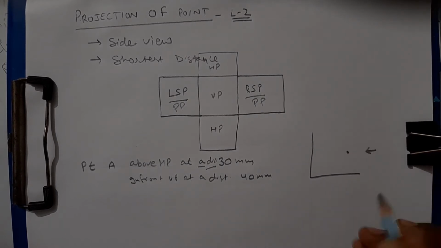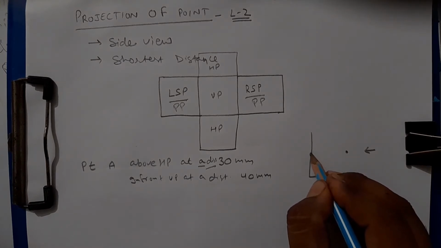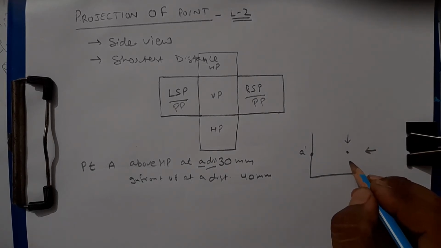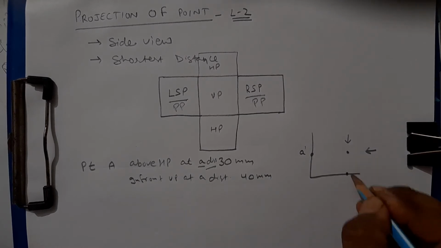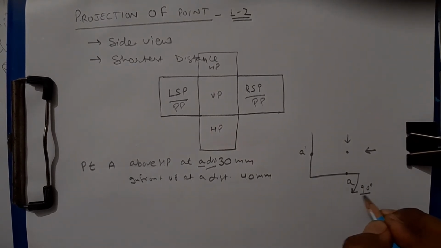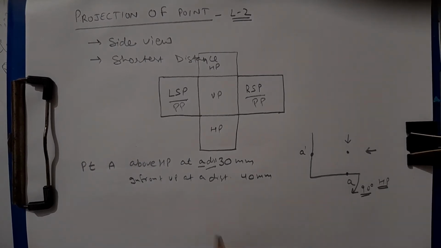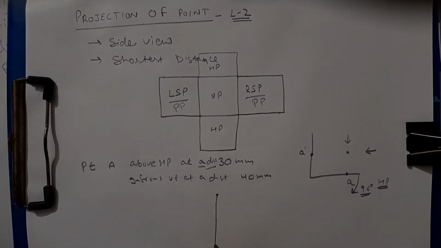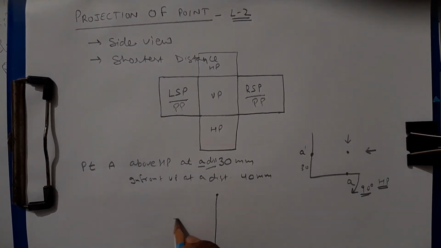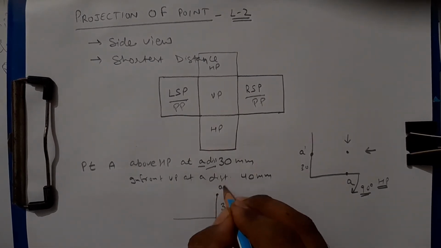We are visualizing from this side, then we will be having the front view over here. As we discussed in the last lecture, I am sharing the link for that in the description. This is the top view. When we rotate it clockwise 90 degrees, the horizontal plane, we will be getting A dash and A. Here it is 30. We are keeping in mind this is 30, this is 40, this is A dash, this is A.